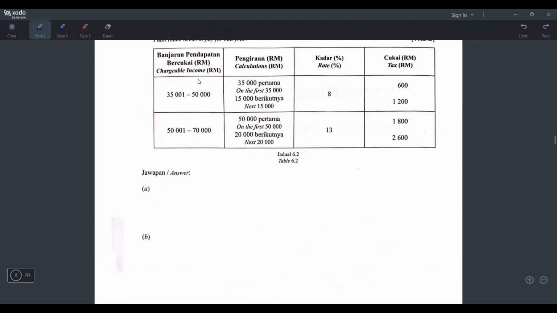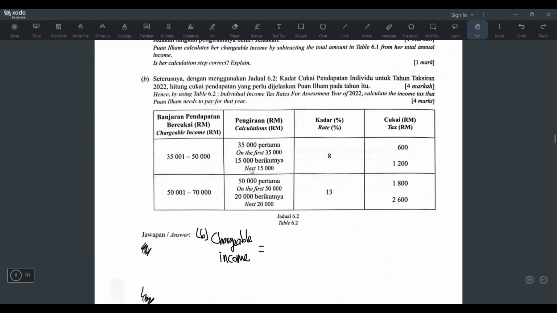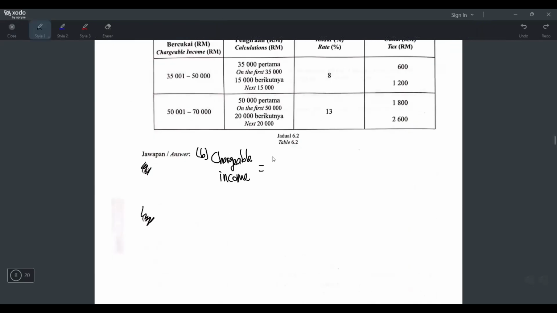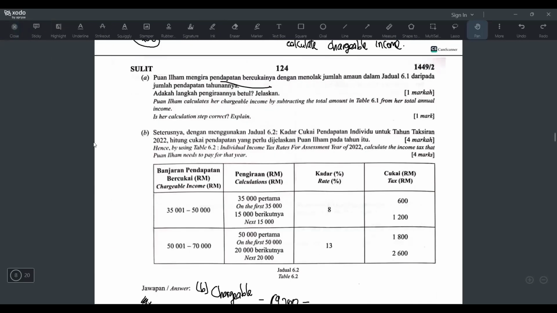Okay. So I will write my working here. For B, first I need to calculate my chargeable income. Sometimes you call it taxable income, but it's the same thing lah. Chargeable income, taxable income, maksud dia sama. Dia adalah pendapatan bercukai. So how do we calculate that? Okay, jangan tengok table dulu. Sekarang kita buat step 1. So total income minus exemption minus relief. Total income 69200 minus with exemption and relief.